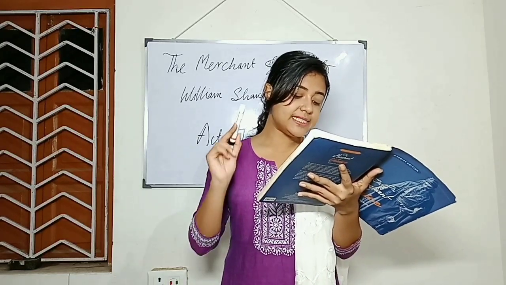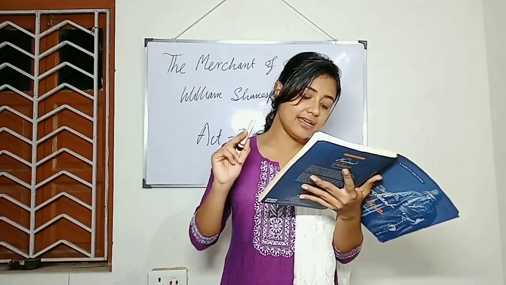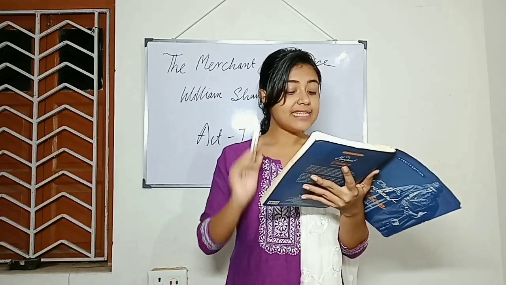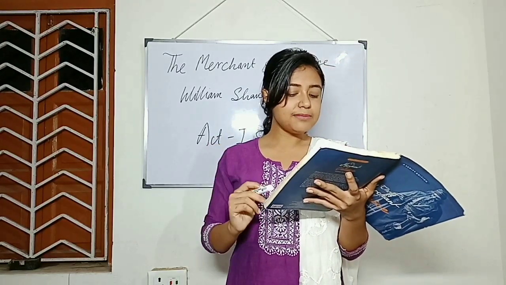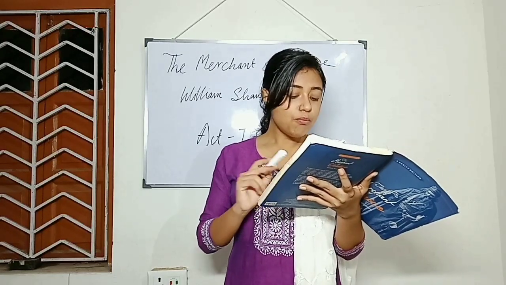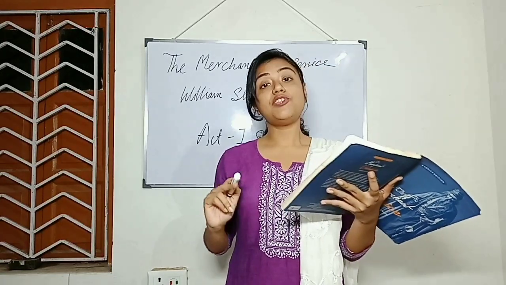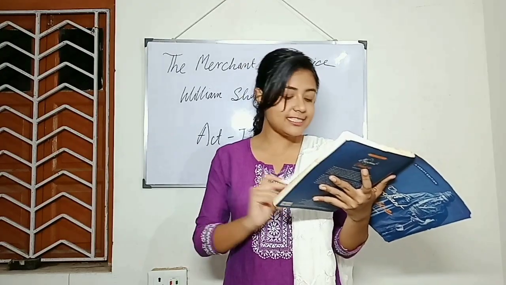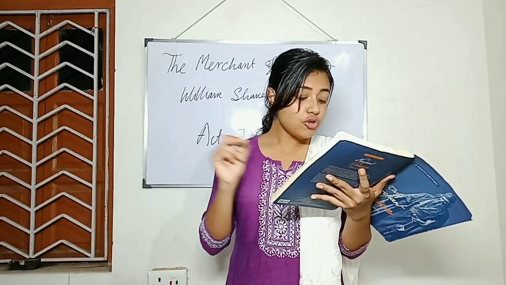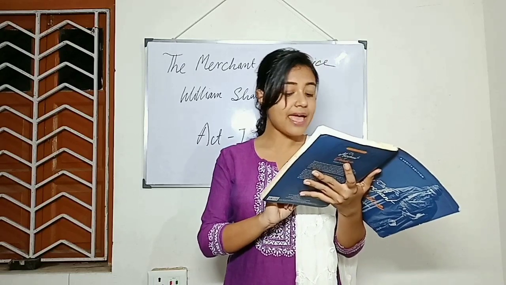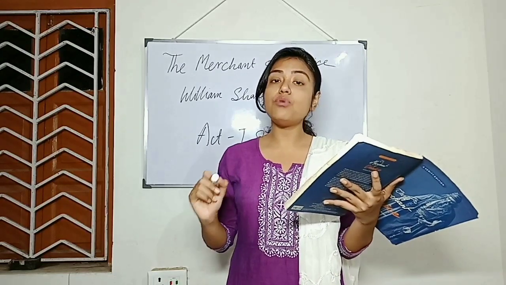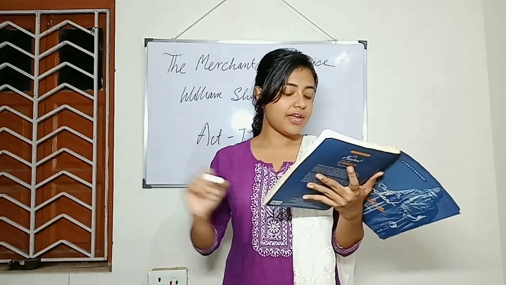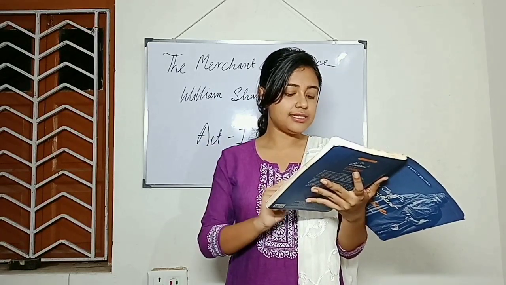Now enter Bassanio, Lorenzo and Gratiano. Salarino says, here comes Bassanio, your most noble kinsman. Now Salarino says, here comes Bassanio, your closest friend, your most noble kinsman, Gratiano and Lorenzo. Gratiano and Lorenzo, who are they? They are two other friends.